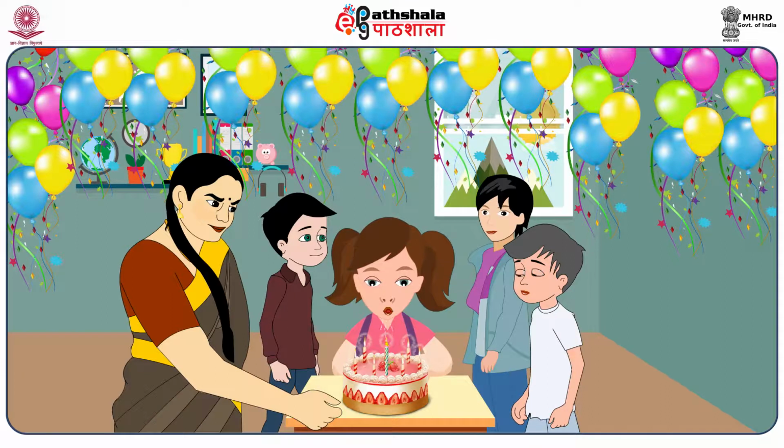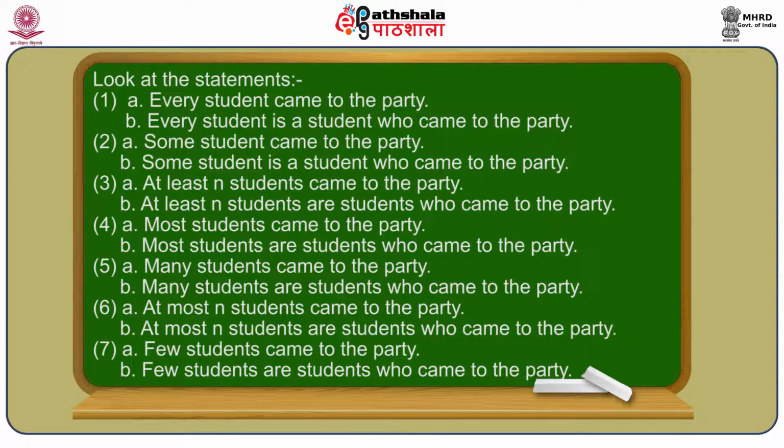So look at the statements. Every student came to the party. You can show, you can convince yourself, that it's logically equivalent to every student is a student who came to the party. Some student came to the party is logically equivalent to some student is a student who came to the party. At least n students came to the party is logically equivalent to at least n students are students who came to the party, and so on. You can convince yourself it's true of most, it's true of many, it's true of at most n, it's true of few n, it's true of a few n, what have you.